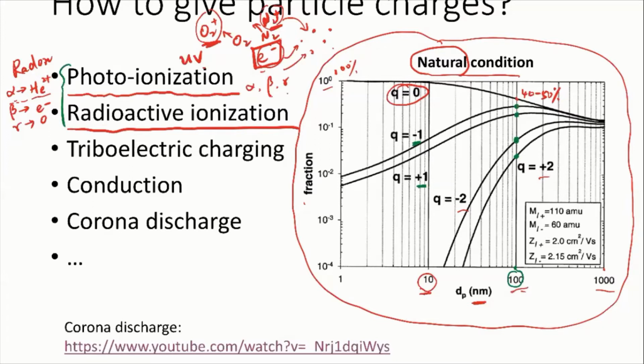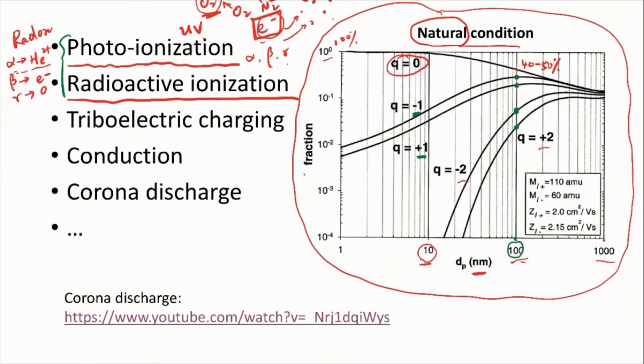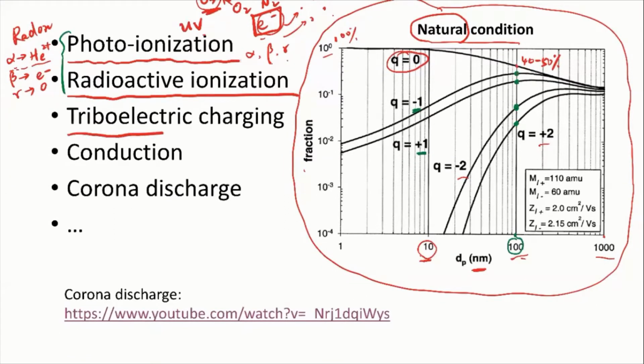So therefore, we have to use some other methods to give these particles charges so that we can manipulate their movement and further remove them. So what are these other methods, right? We can use triboelectric charging. Triboelectric charging is just friction.